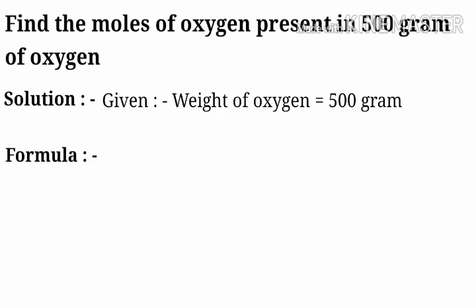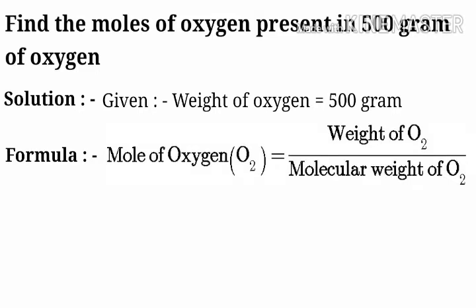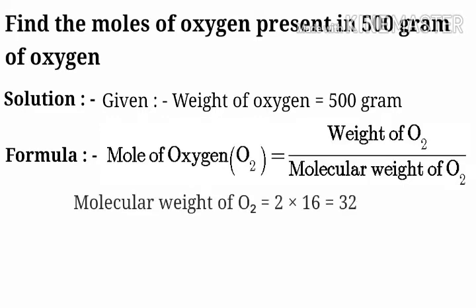As we know the formula of mole as mole of oxygen is equal to weight of oxygen divided by molecular weight of oxygen. So, from this formula we can see that to calculate mole we should know weight of oxygen, which is given in example, and the molecular weight. Now let's calculate molecular weight. So molecular weight of oxygen is equal to 2 into 16, which is equal to 32.